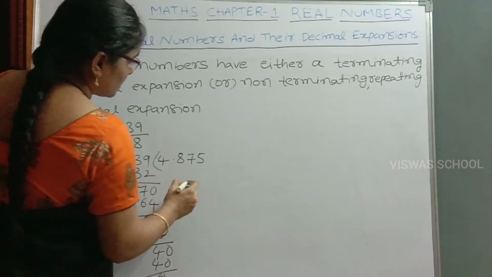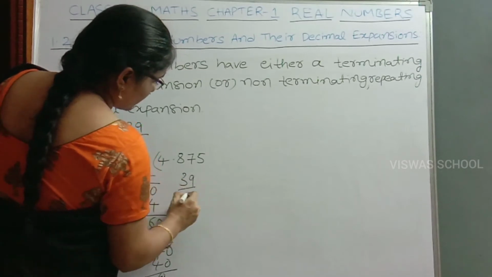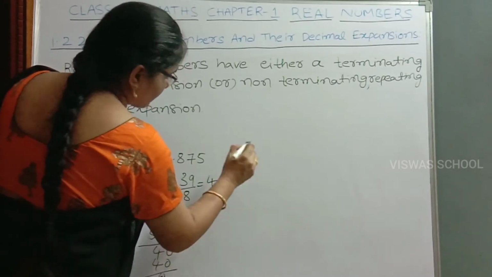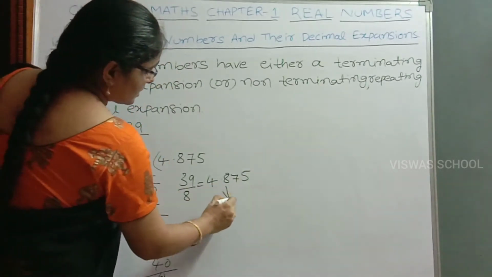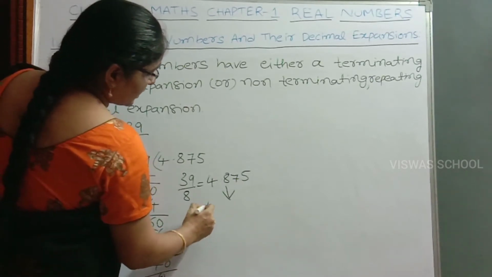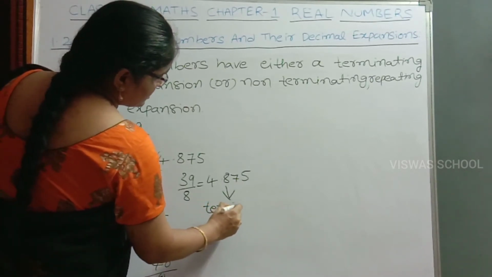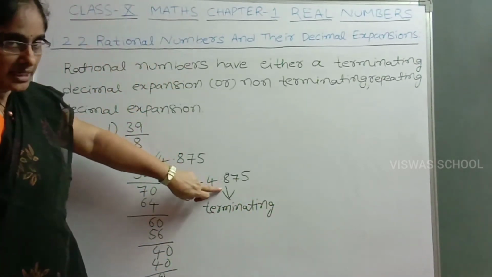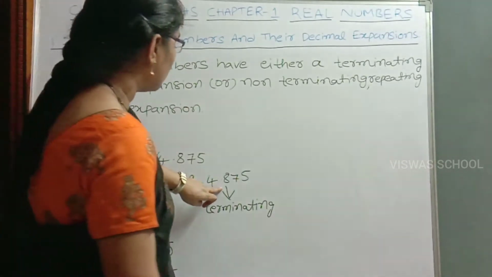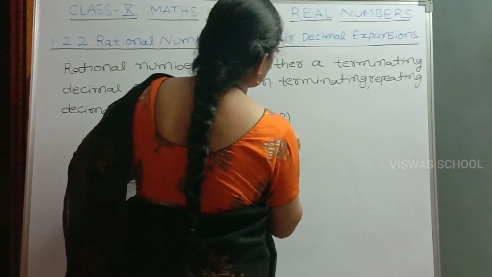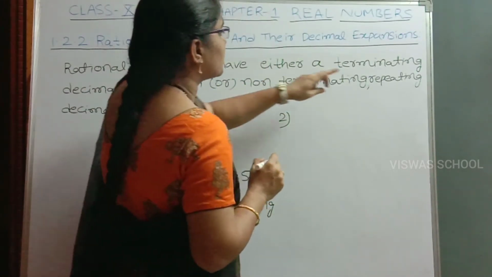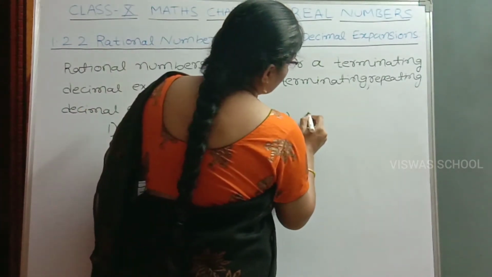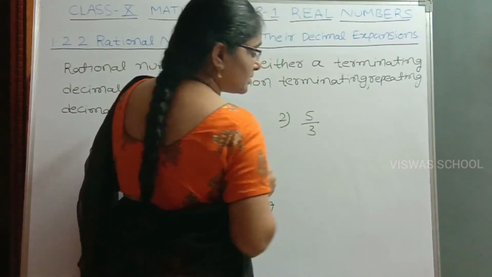That is, 39 by 8 equals 4.875. This is a terminating decimal expansion. And next we are discussing non-terminating repeating decimal expansion. Here let us see one example, that is 5 by 3.